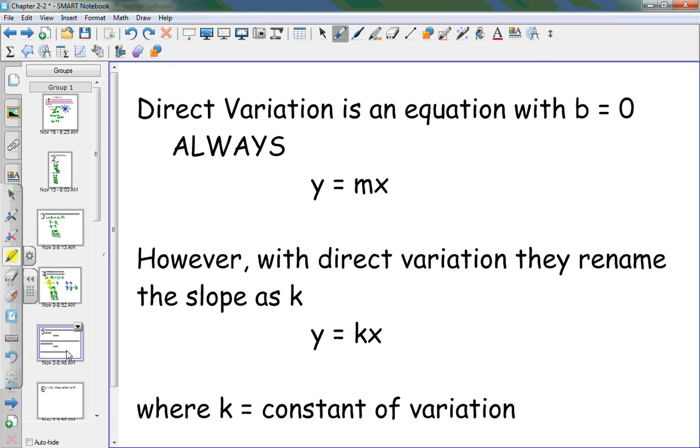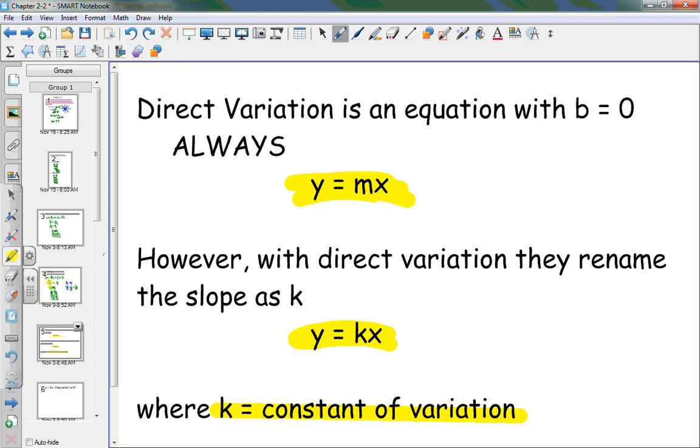Moving on. Direct variation is always an equation with b equals 0. It cannot be anything else. What you need to know is that it's y equals mx. However, mathematicians get our giggles by changing the letters around and renaming things that we already know, like slope. We rename them and make them a different letter, such as k. So if I say y equals mx, it's the same thing as y equals kx. What they call k is the constant of variation. We would call it the slope, but they call it k, which is the constant of variation. In other words, it is what changes your x value or your y value every time, which is what your slope does.